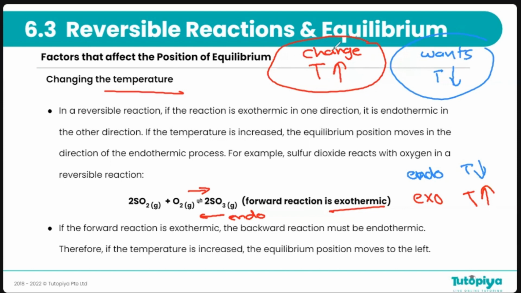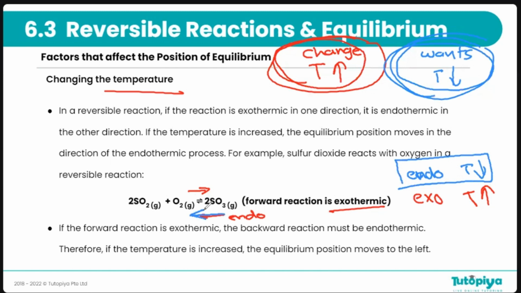So in an event where the change is increasing temperature and the system wants to decrease temperature, we must promote the endothermic reaction. In this example, the endothermic reaction is the reverse reaction. Since the reverse reaction is endothermic, the equilibrium must shift to the left.